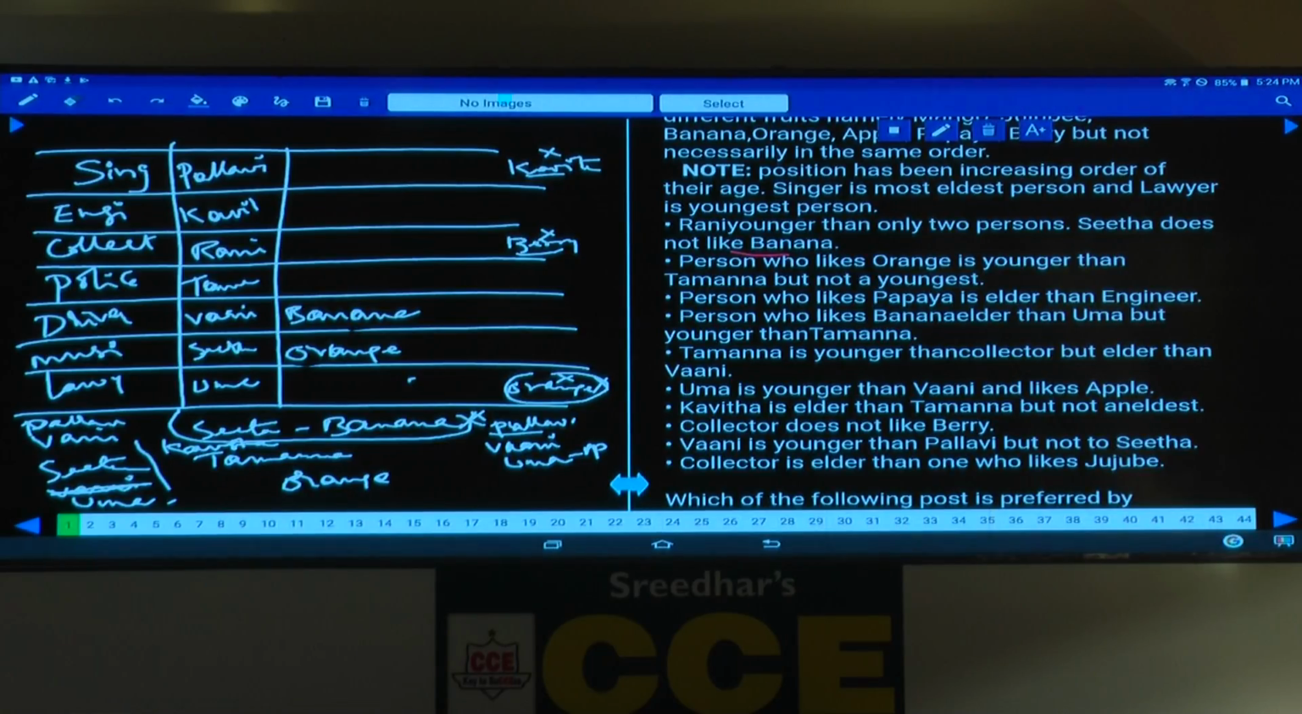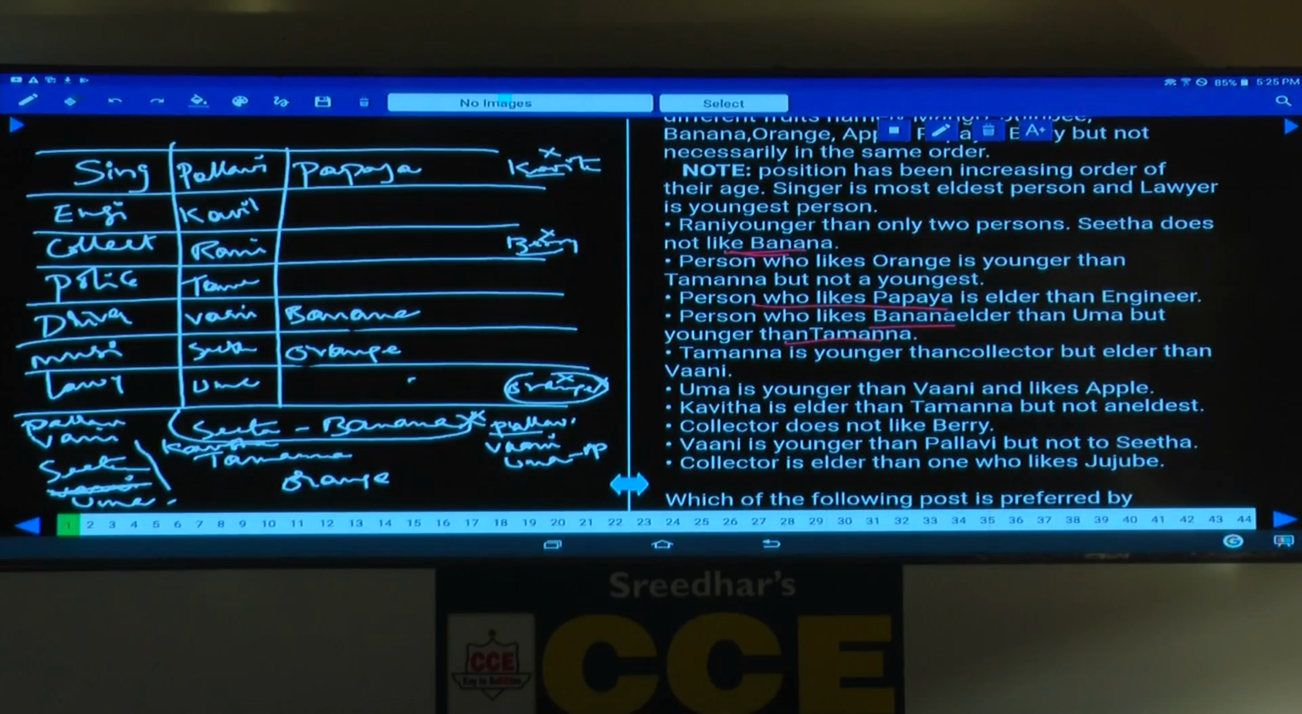And Singer is the eldest. Rani is younger than only two persons. Sita does not like Banana. And the person who likes Orange is younger than Tamanna, but not the youngest. And the person who likes Papaya is elder than the engineer. Hence, where should this Papaya be? Papaya must be at the top. Papaya is elder than the engineer, and because engineer is the second eldest, and the person who likes Banana is elder than Uma. Banana is elder than Uma, but younger than Tamanna.